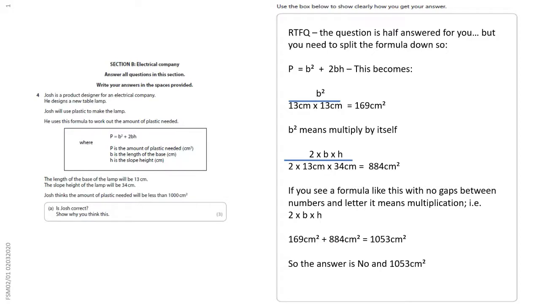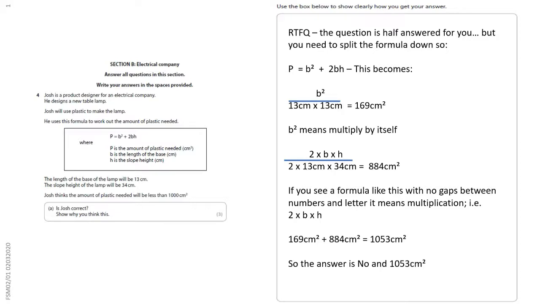So Josh is a product designer for an electrical company. He designs a new lamp. Josh will use plastic to make the lamp. He uses this formula to work out the amount of plastic needed: P equals B squared plus 2BH. P is the amount of plastic needed, B is the length of the base, H is the slope height. The length of the base will be 13 centimeters. The slope height of the lamp will be 34 centimeters. Josh thinks the amount of plastic needed will be less than 1,000 centimeters squared. Is he correct?